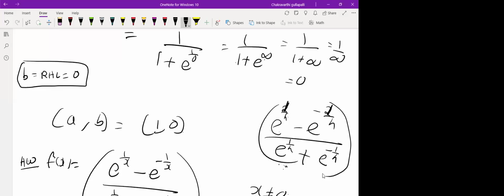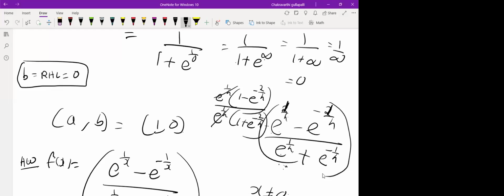Always take positive term common. So take e power 1 by h common. Then 1 minus e power minus 2 by h. Always try to convert into negative, because for negative you have some value. These two cancel. Now substitute h equal to 0. Direct substitute, if you substitute, e power 1 by 0 is infinity, infinity by infinity వస్తుంది. ఇది 0 అయిపోతుంది, e power minus infinity.